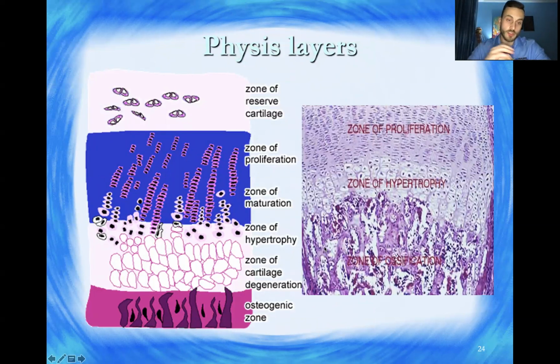It's very important to know the physeal layer anatomy or histology. As you can see here, we start from below with the osteogenic zone, then we have the zone of cartilage degeneration, zone of hypertrophy, maturation, proliferation, and the zone of reserve cartilage. The weakest layer is the zone of hypertrophy. So when you have type 1 Salter-Harris, it's usually through the zone of hypertrophy because the cells are getting much bigger very fast, so it's weaker.